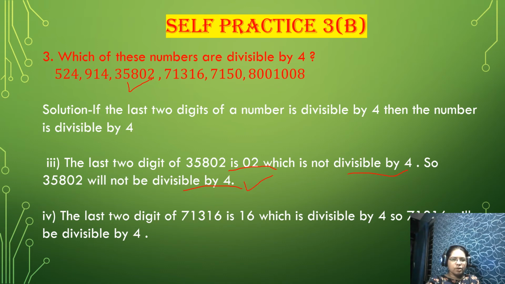Next number is 71,316. Here the last two digits of the number 71,316 are 16. We know 16 is divisible by 4. So this number 71,316 will be divisible by 4.